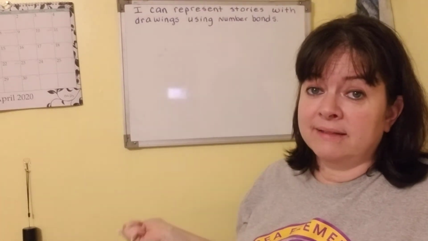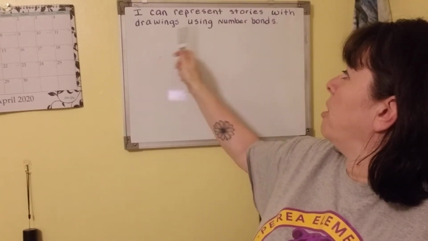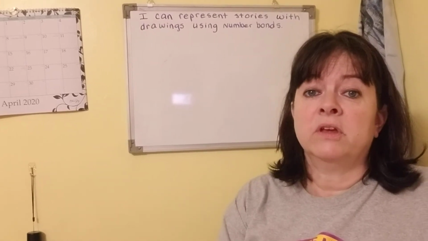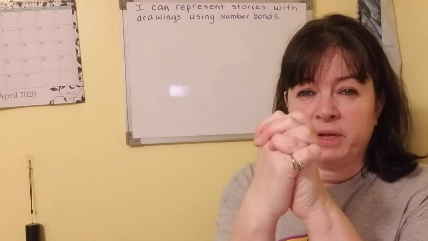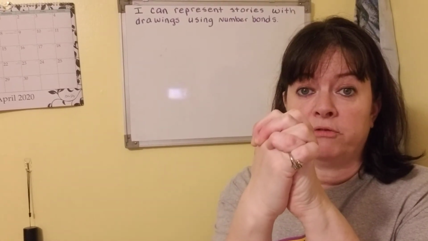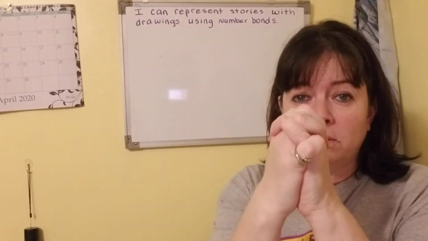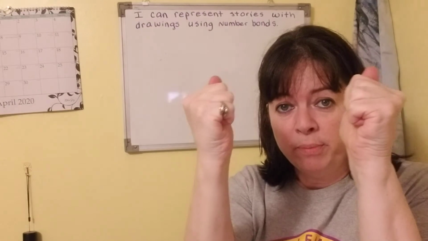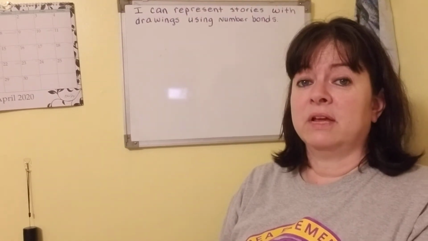So here's our I can statement for this lesson. I can represent stories with drawings using number bonds. Okay, so quick review about number bonds. Remember what we do is we take a whole set, and what are we going to do? Do you remember? We're going to break it into two. You ready? Break it into two. Okay, so we have a whole, and then we break it into two parts. And in this section we're going to do that using a story.